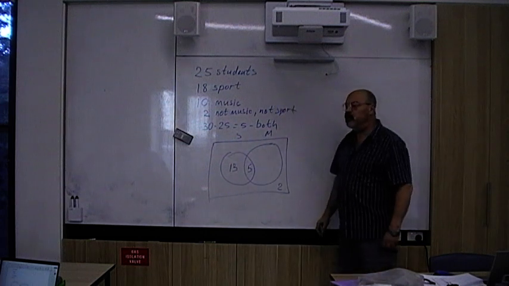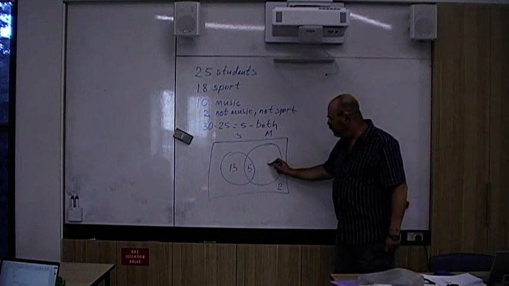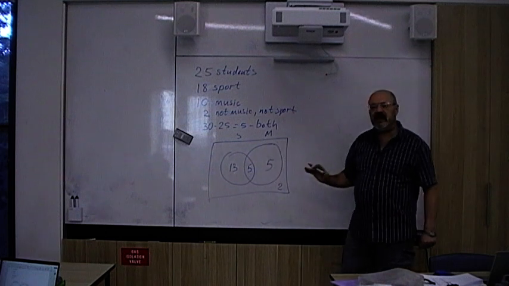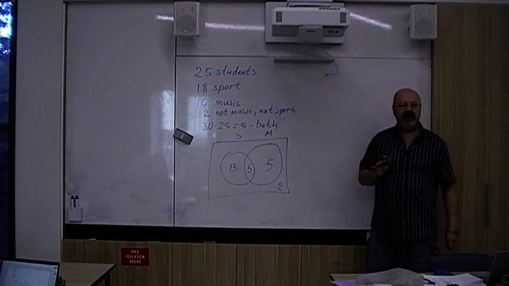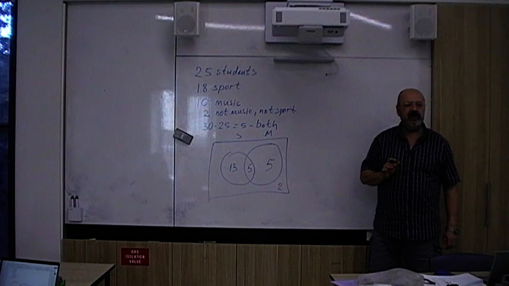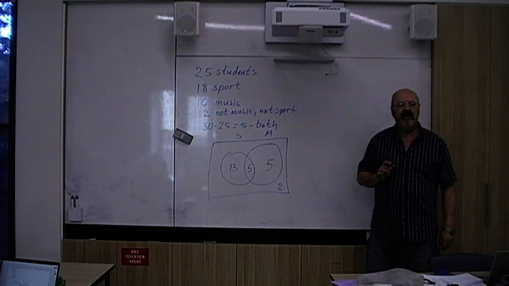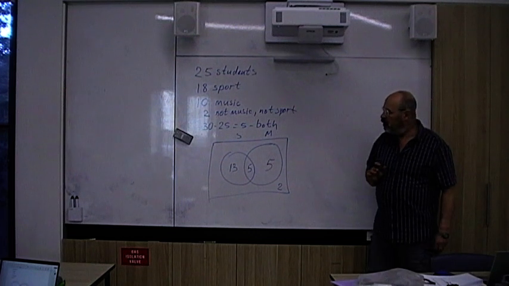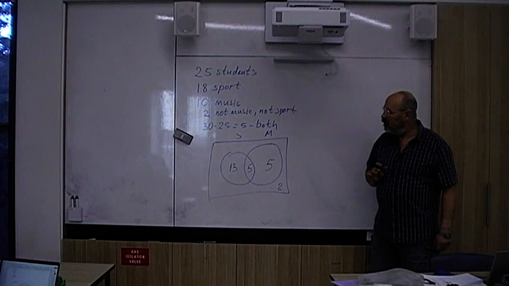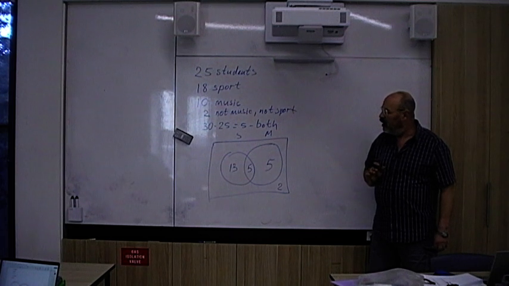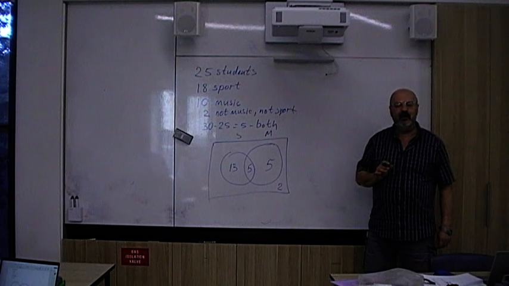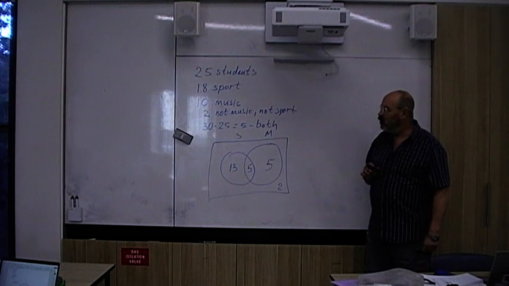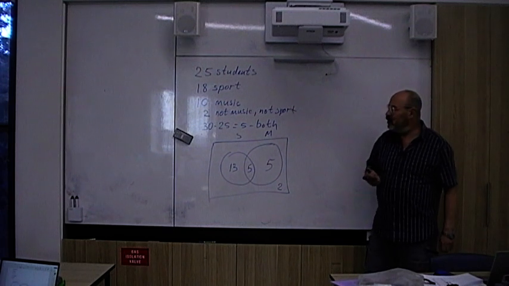How many doing music only? 5. Makes sense how we completed this Venn diagram? Yes? Why don't you take 30 minus 2 and then do 28? Okay, if you do 30 minus 2 and then minus 25, then we do the same thing.